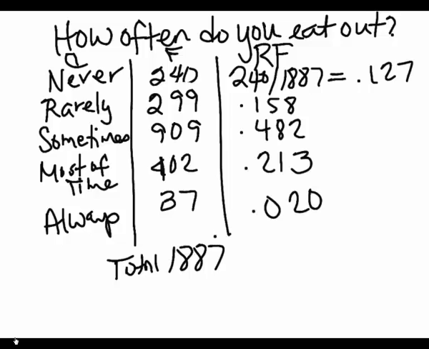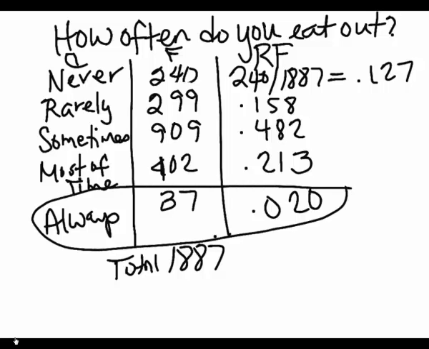By doing the same technique for the rest of the responses, these are the values that I got: 0.158 for rarely, 0.482, 0.213, and 0.020. Now, these are decimals, but of course you all know how to change a decimal into a percentage by moving the decimal over 2 spots. So if I asked what percentage of respondents said always, you just move it over 2 times to become a percentage. 2% of the people that we interviewed said that they always eat out.